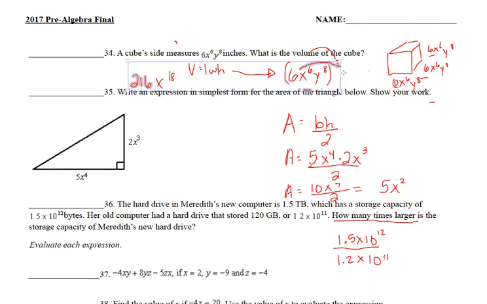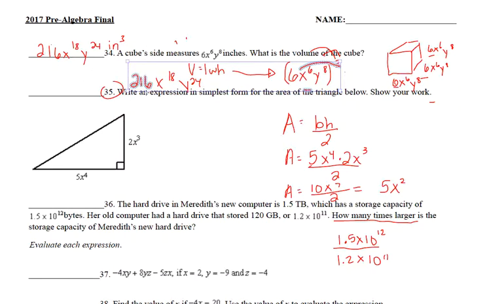Again, y to the 8th to the 3rd. We're going to take that to the 3rd power as well, so we're going to multiply those exponents. It's going to be y to the 24th. So the final volume would be 216 x to the 18th, y to the 24th. And since it's measured in inches, we'll go ahead and put cubic inches as our label.